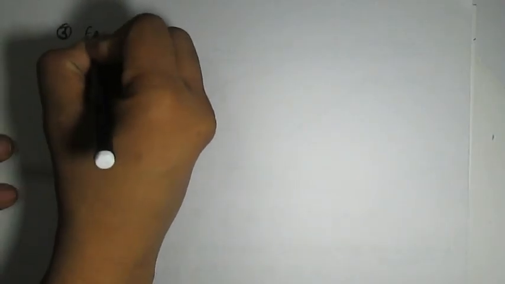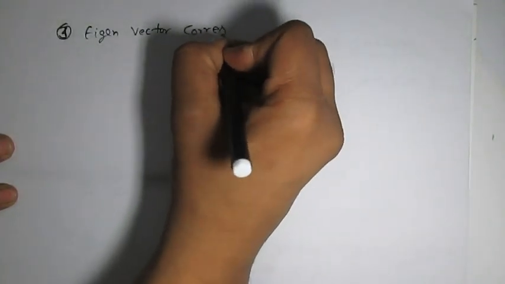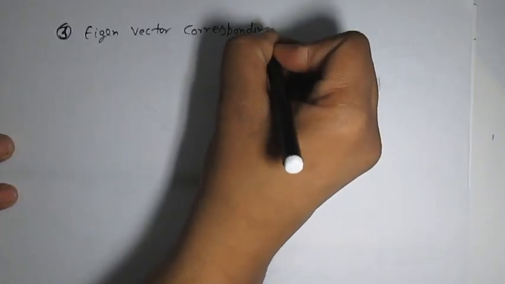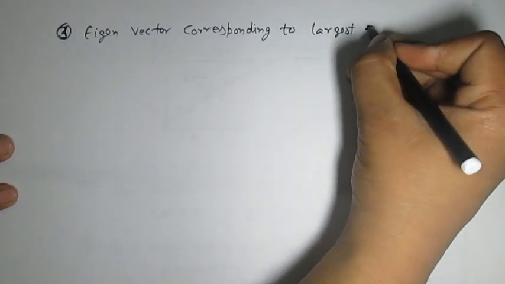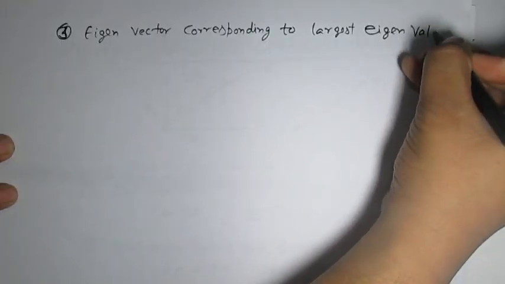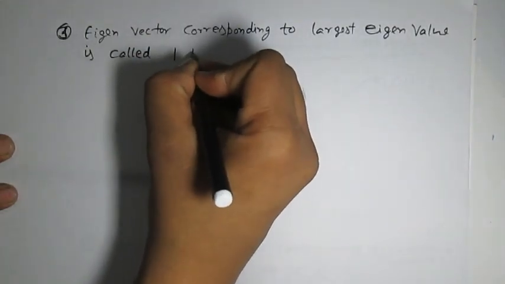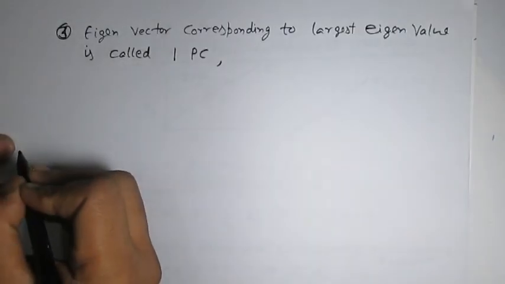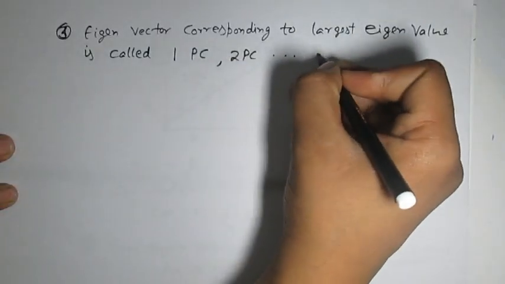The eigenvector corresponding to the largest eigenvalue is called the first principal component, and similarly other eigenvectors are called second principal component, third principal component, and so on.